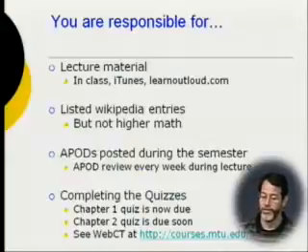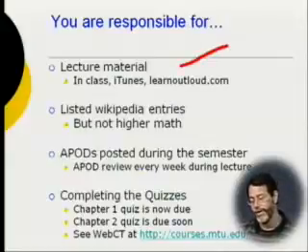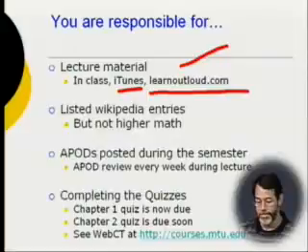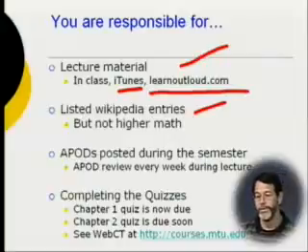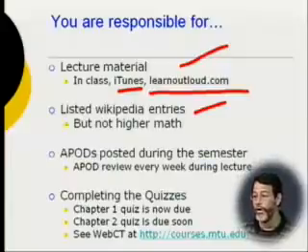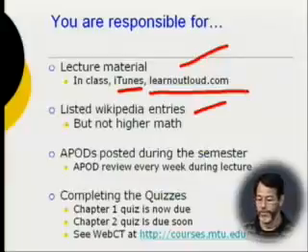What you're responsible for is the lecture material, in class or over the web, through iTunes, through learnoutloud.com. In place of a textbook, I'm including not only material here, but also Wikipedia entries. I will explicitly say which Wikipedia entries you're responsible for. If something appears there that I forgot to mention, you might be responsible for it, but you don't have to memorize it, because given a quiz or a midterm or a final question, you can always go to those Wikipedia entries and look them up. You'll know which ones they are. It won't be all of Wikipedia. Higher math is not required for this course, so if a Wikipedia entry goes into integrals or differential equations, don't worry about it. You're not responsible for that.